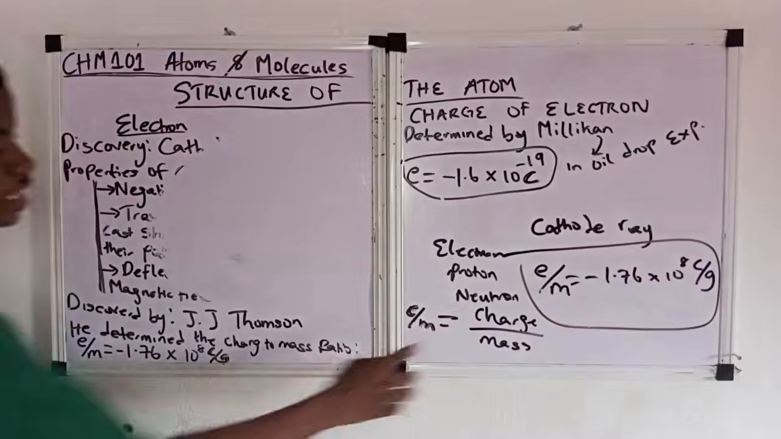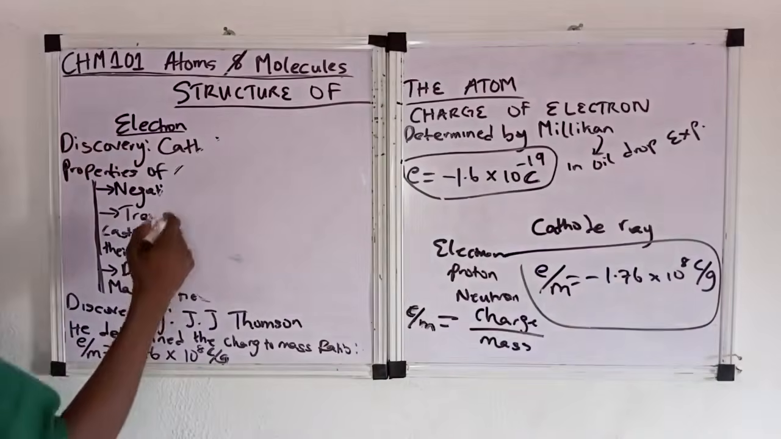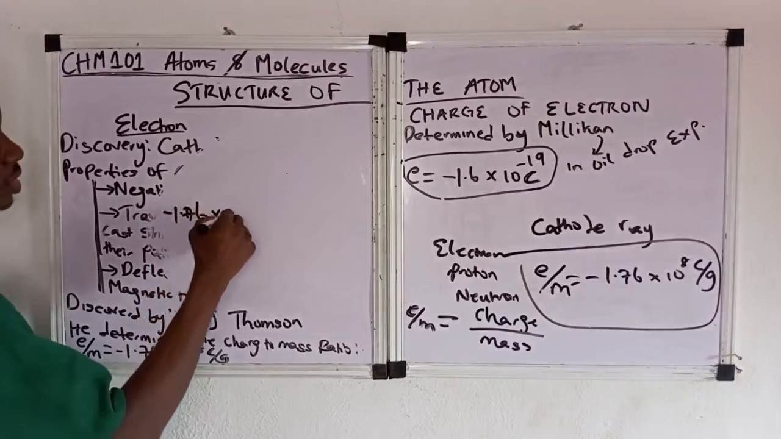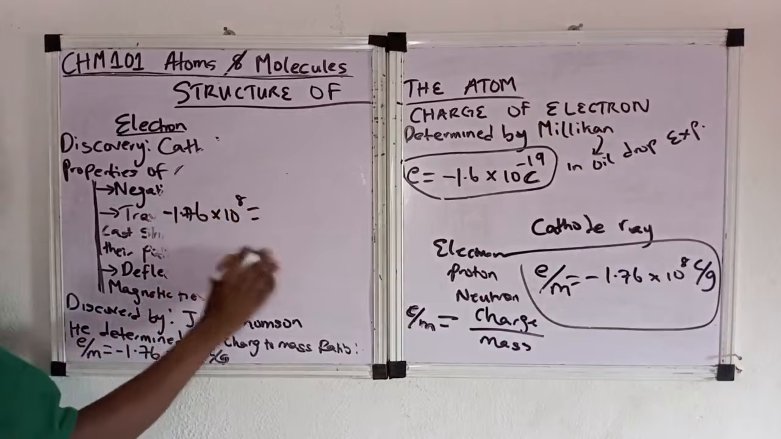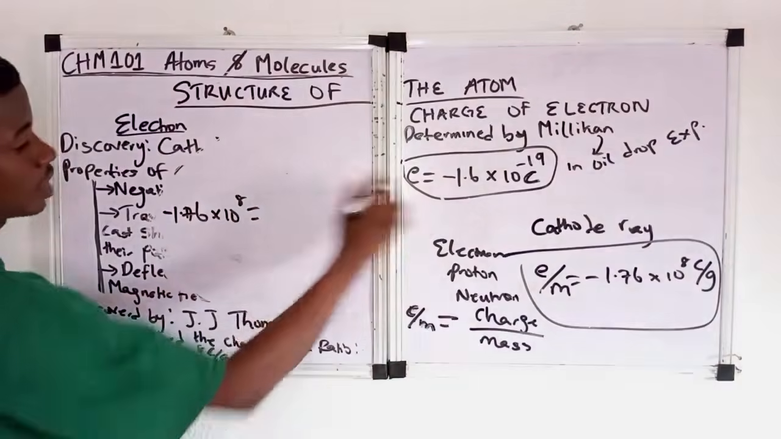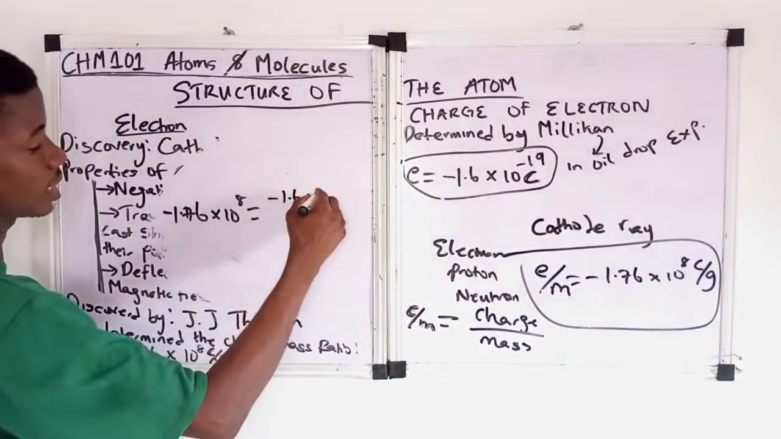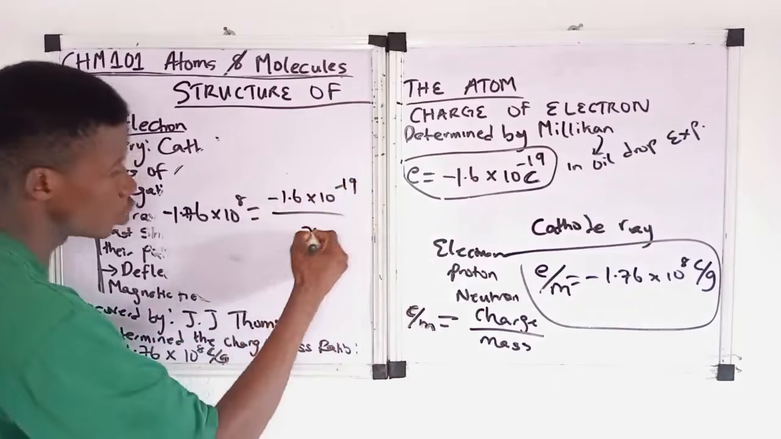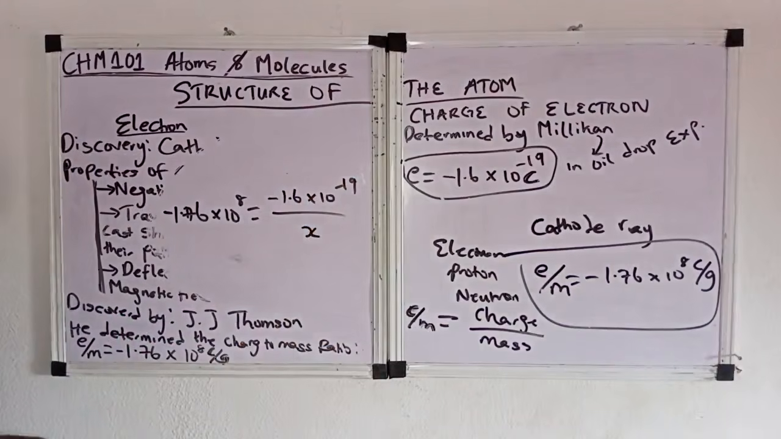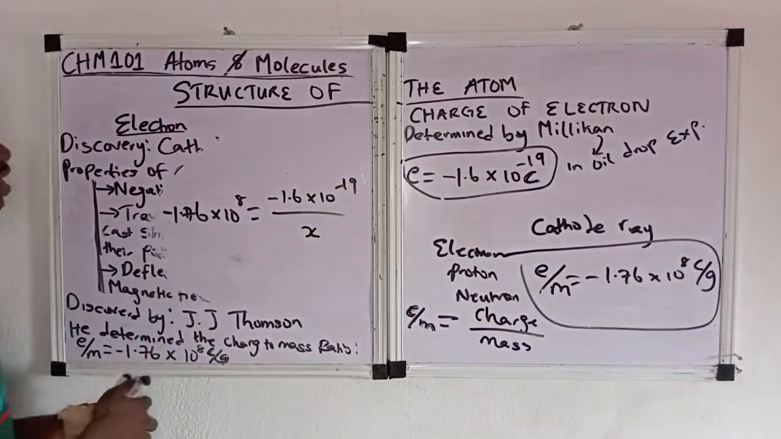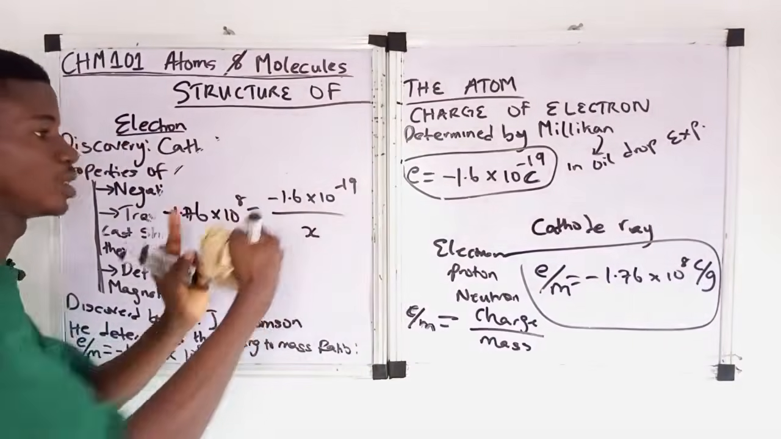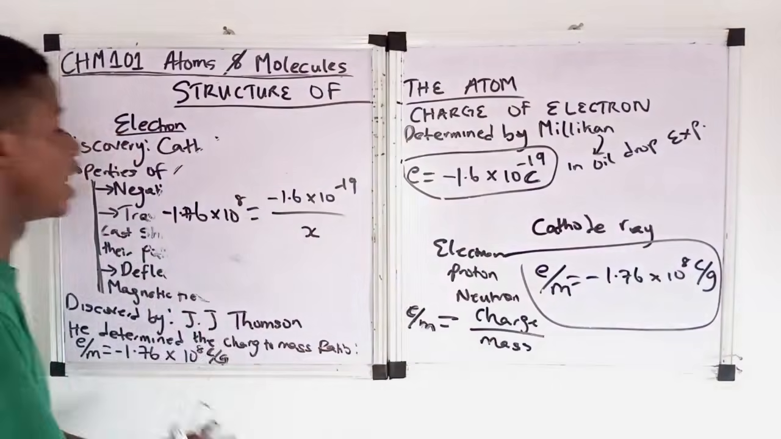If the charge to mass ratio of an electron is minus 1.76 times 10 raised to power 8, then we know the charge, right? The charge of an electron is minus 1.6 times 10 raised to power minus 19. Do we know the mass? No. So from the charge to mass ratio and the charge of an electron, Millikan used these two to determine the mass of an electron.